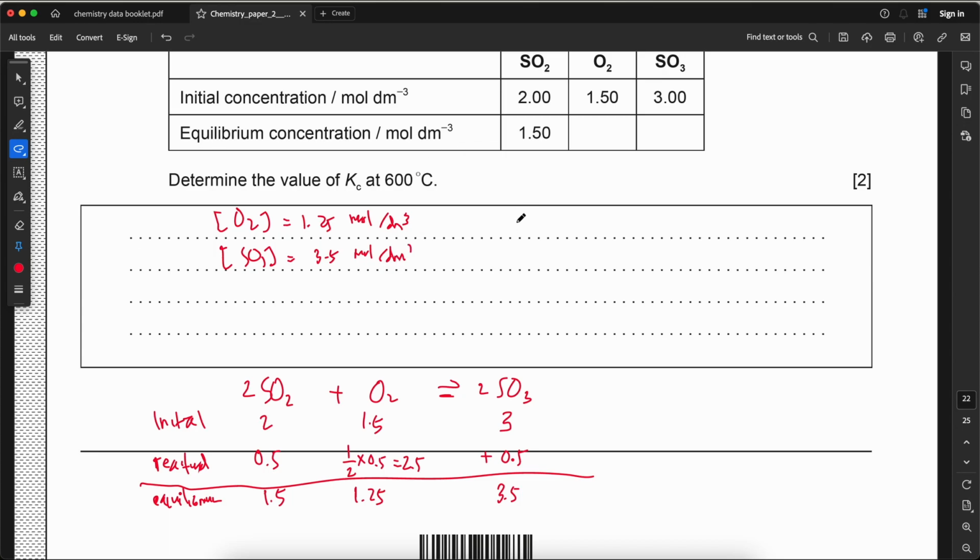So Kc would be 3.5 squared divided by 1.5 squared times 1.25. You will get 4.36. That's all for the explanation for the Chemistry Higher Level Paper 2, May 2021, Time Zone 2.